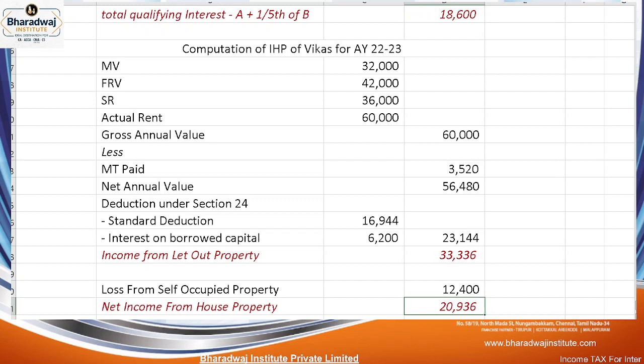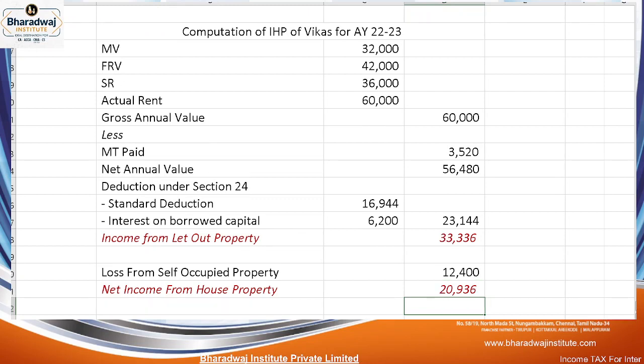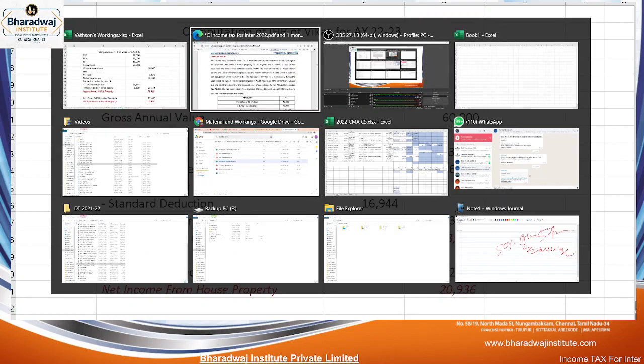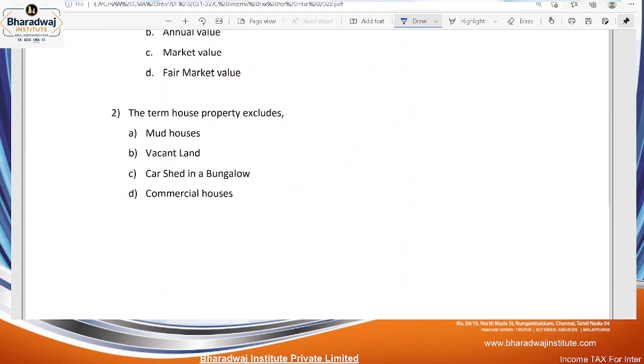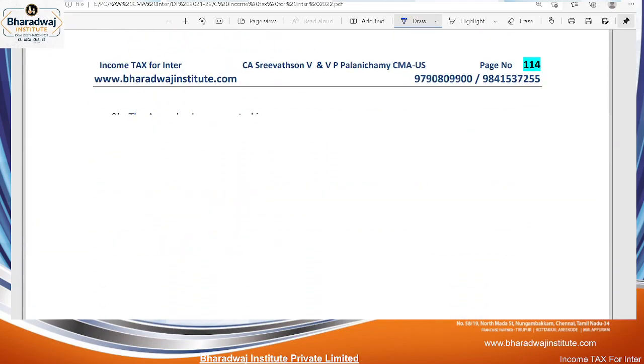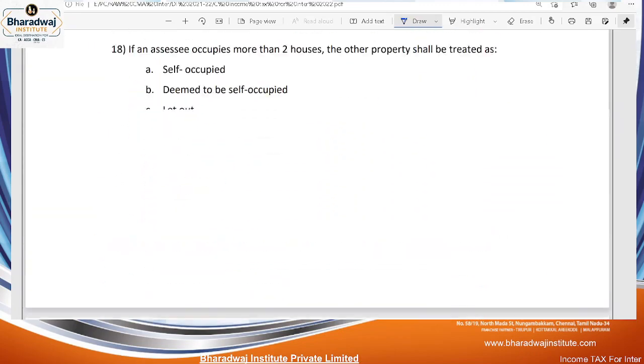It's a simple problem. It's only like a practice question. We have done more than sufficient problems. If required, you can pause and copy this. The 30th question is a repetition of whatever we have already done, so please ignore that. With this, the house property chapter is over. I request you to try the multiple choice questions because they are given with answers.